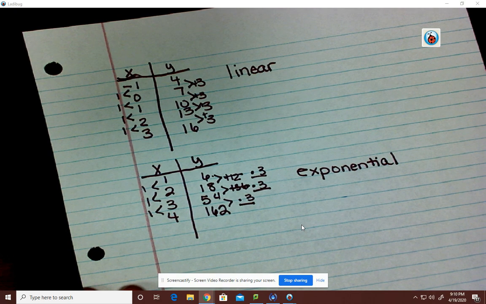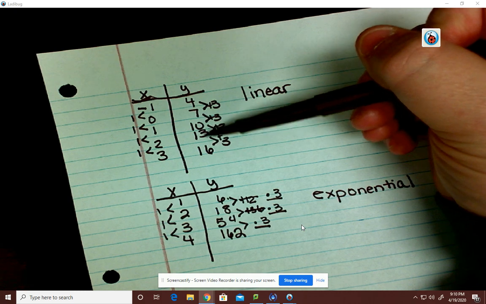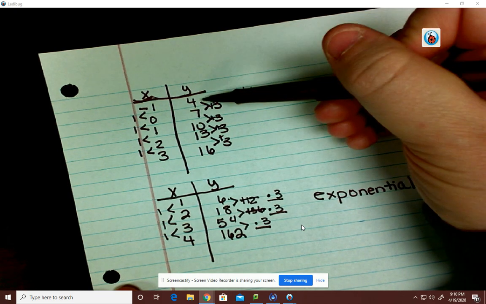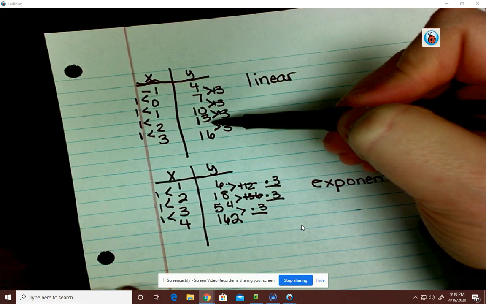And you'll notice in linear, we're increasing here. This is increasing, but this is increasing at a much faster rate than this.